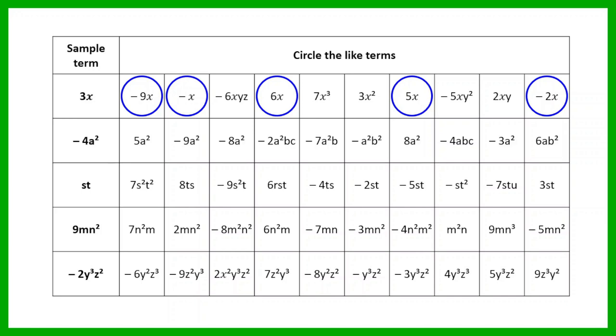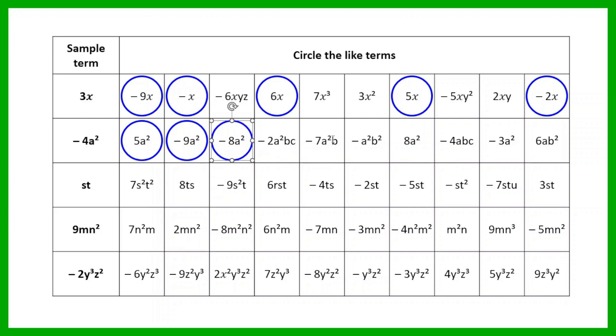Okay, so let's see what you got for that table. So in the next one, I've got -4a². So I am looking for terms that have a squared and no other variables. Okay, so here's one that has a squared. Now, I don't care about the coefficients. Remember, the coefficients don't have to be the same. So I'm not even looking at that. I'm just looking at the variables. So this one has a squared and no other variables. Here, this one also is a like term. Here's a like term. This one is an unlike term because it has the b and the c as well.